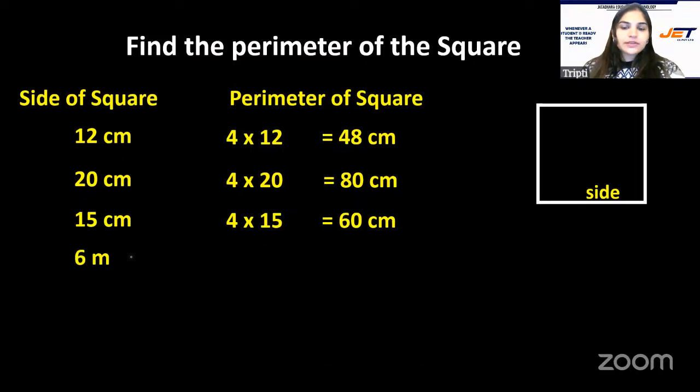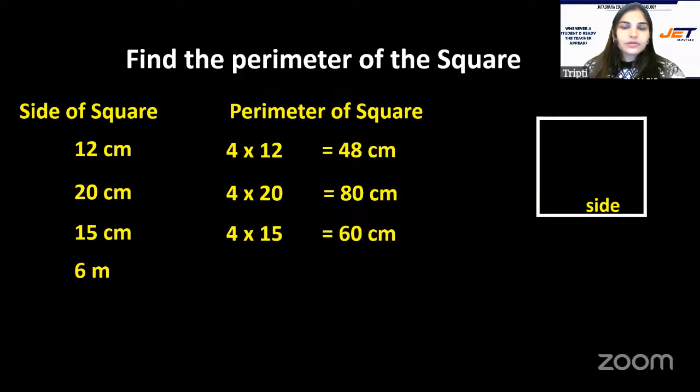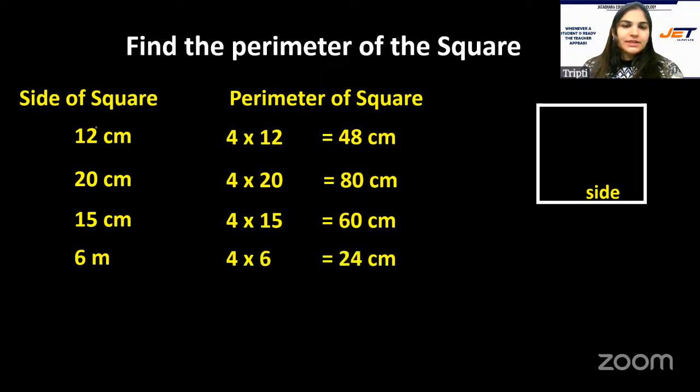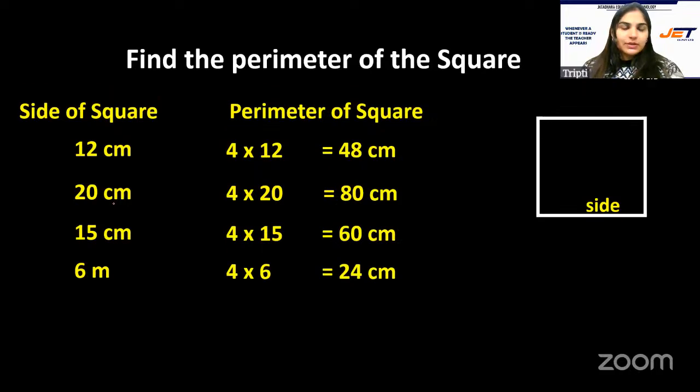6 meters is the next question. So 6 meters, 4 times 6 is 24 meters, which is the perimeter of the square.